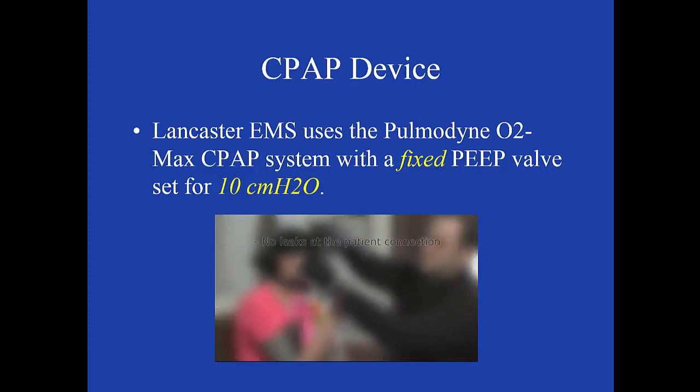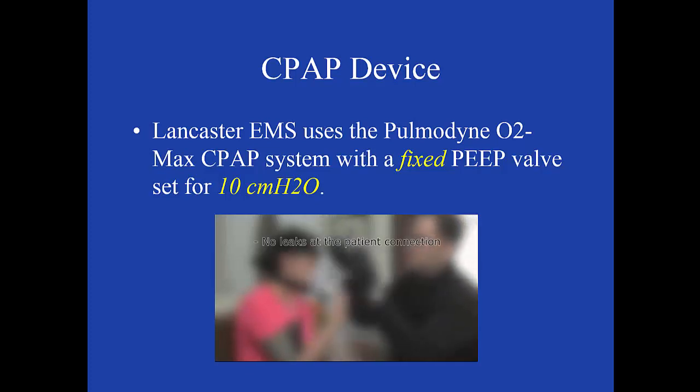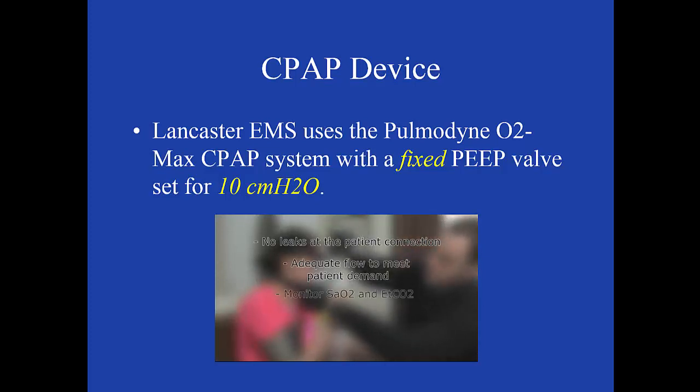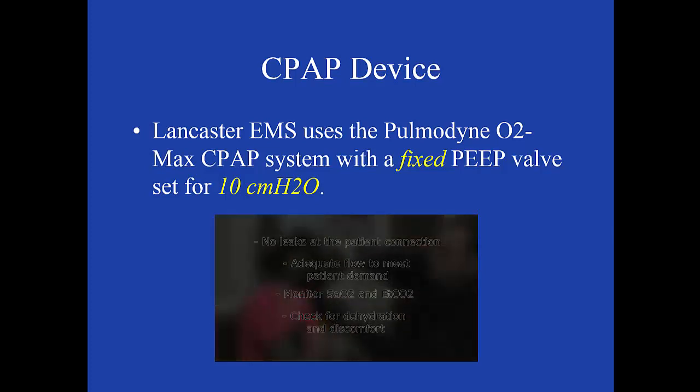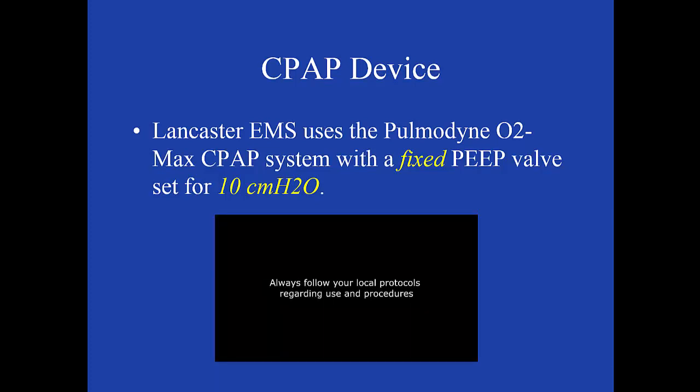During operation of the O2 Max system, it is important to check the following on a regular basis. Ensure that there are no leaks at the patient connection. Ensure that the generator is supplying adequate flow to meet patient demand. Monitor the patient's arterial blood oxygen saturation as well as end-tidal CO2. Monitor the patient for signs of dehydration and discomfort in the upper airways. Always follow your local protocols when using the Pulmodyne O2 Max system.